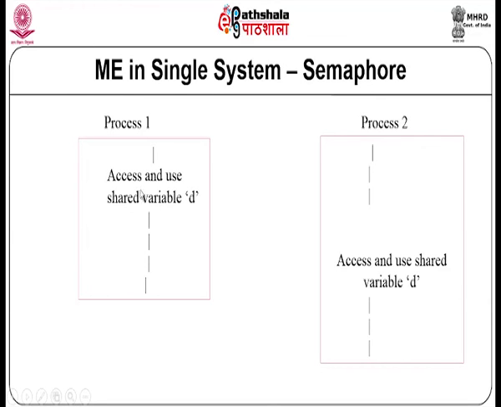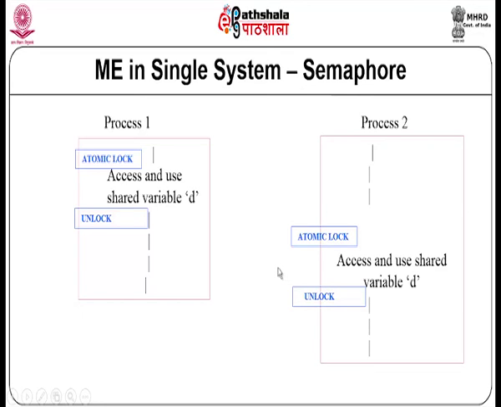So, this is an example of a single system semaphore solution. We have process 1, which is accessing the shared variable, and we have process 2, which is accessing the same shared variable D. We put the atomic lock whenever process 1 is trying to enter the CS, the critical section, and as soon as process 1 is trying to access the CS, we put an atomic lock, and when the work is over, we remove the lock, or unlock. Then whenever process 2 is trying to access, we put the atomic lock, and at the end of it we unlock it.